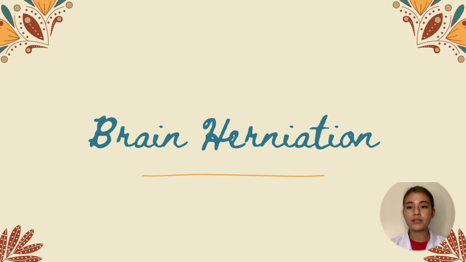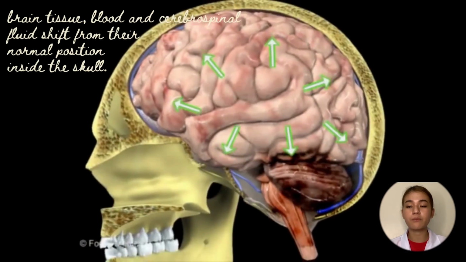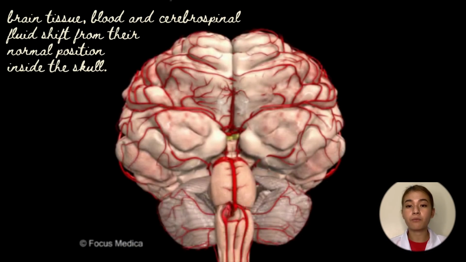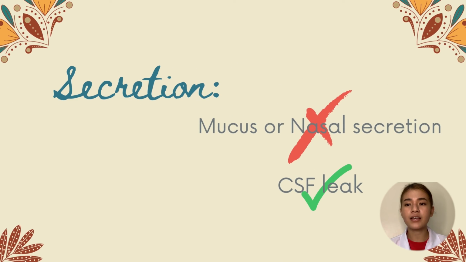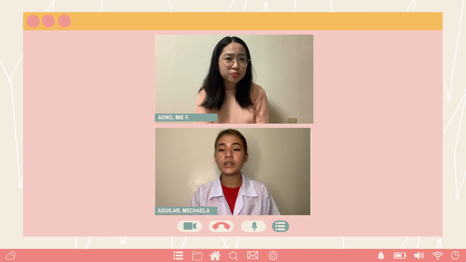Herniation, ma'am, happens when the brain tissues, blood, and cerebrospinal fluid shift from their normal position inside the skull. The secretion you are having is not mucus or nasal secretion. It is a spinal fluid leaking. And so with that, ma'am, we need immediate surgery before the case gets worse.